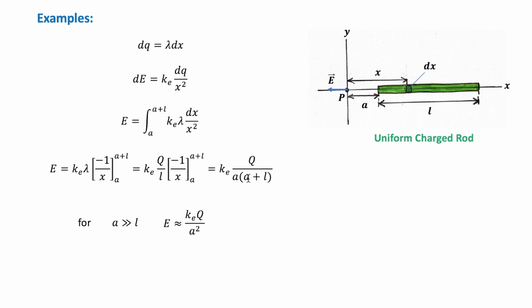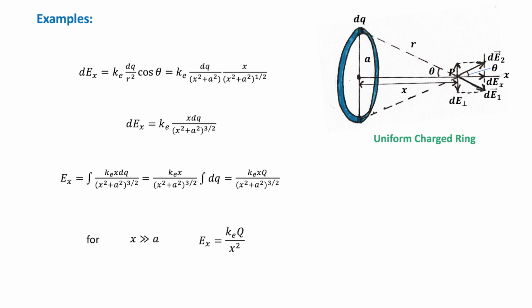And so let's say P is really far from the rod, so that a is much larger than L. Then we can neglect L here, and E is equal to k_e Q over a squared. And this is equivalent to a point charge Q at distance a from P, okay. So really far away from the rod, it can be treated like a point charge.